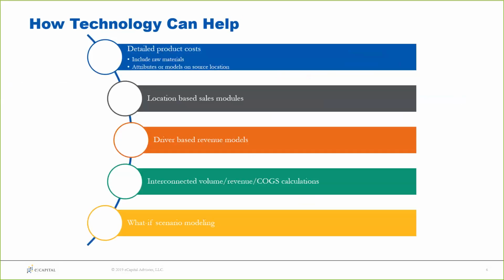Next two are kind of connected. So you're going to want a driver-based revenue model that's connected to volume, it's connected to revenue, and it's connected to cost of goods sold. What you want to be doing is be able to make one change and see it flow through the entire model. So if my volume goes up, I need to see the impact to revenue, and I need to be able to see the impact to cost of goods sold. That's something that should be table stakes for any system. You shouldn't have to go through and run a manual calculation to figure out what the gross margin is just because I changed my volume.